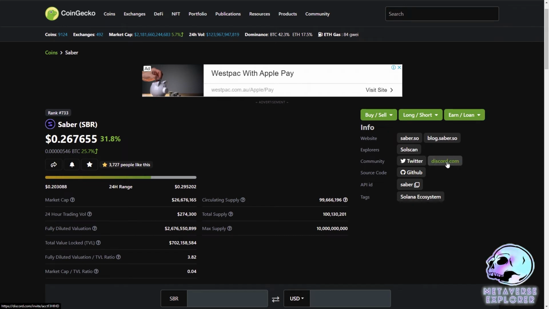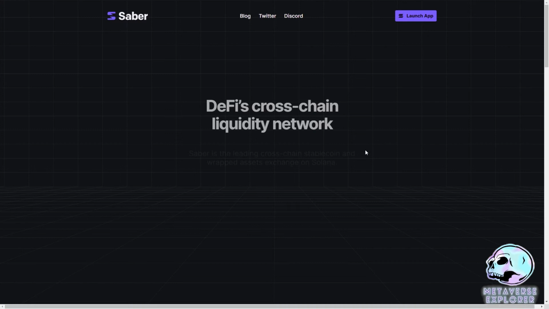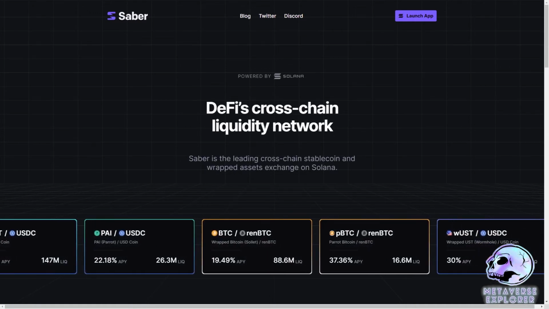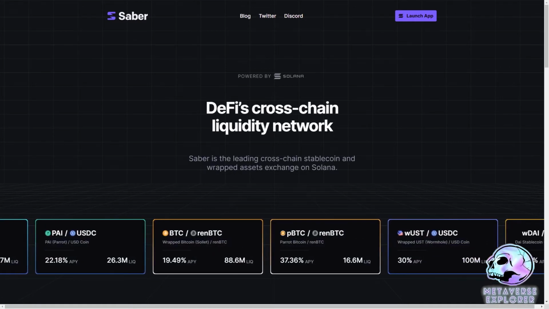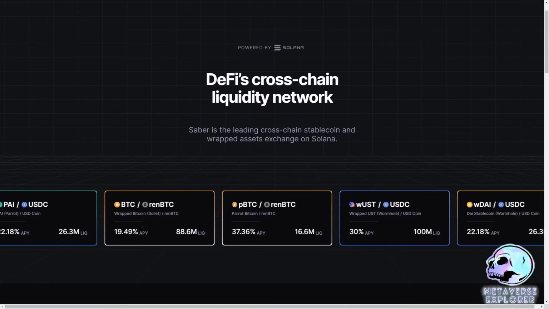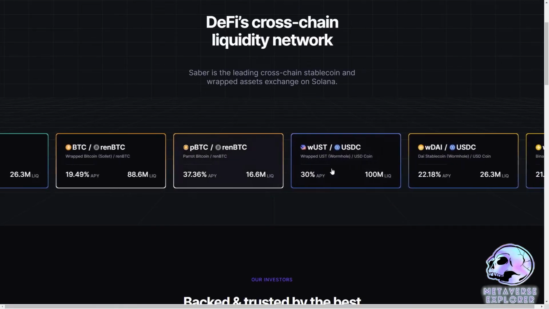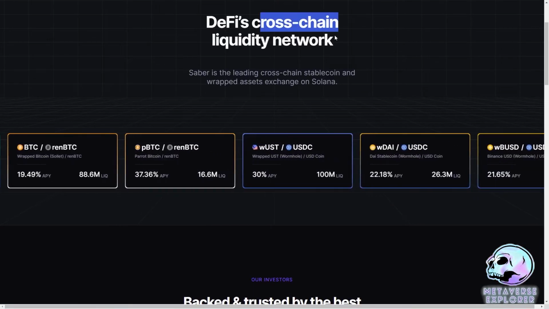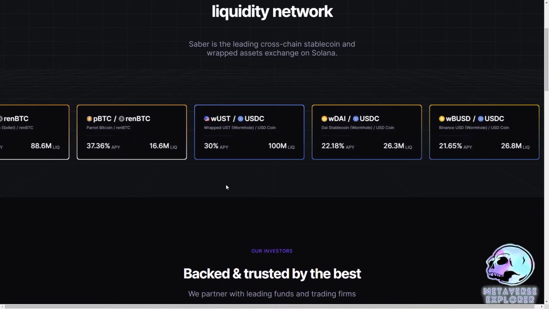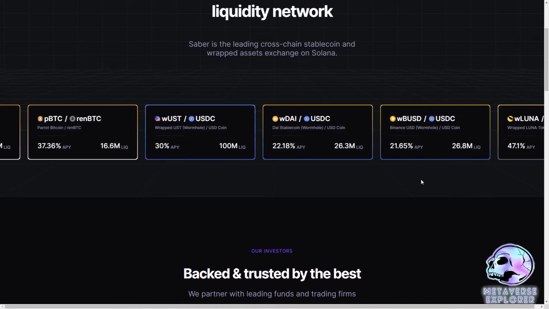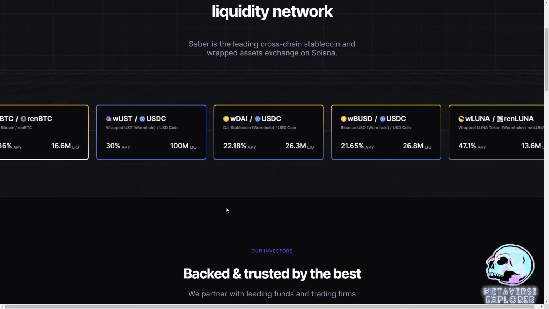Going back up, you can get to their GitHub, their Twitter, and their Discord. Let's go to their website and find out some more about them. So this is Saber. Saber provides the same service as Mercurial. They are a liquidity network, trying to go cross-chain, which is their differentiating factor. They do stable pools as well, so all these pools you're seeing are the same asset, but in a different form.